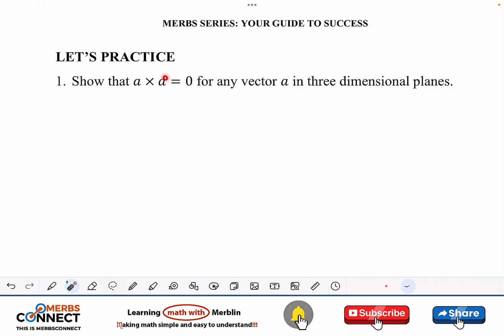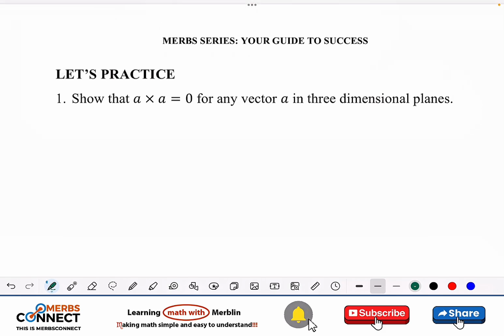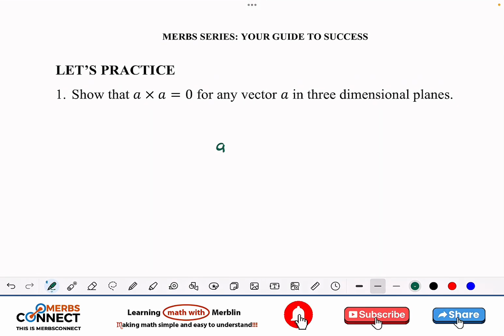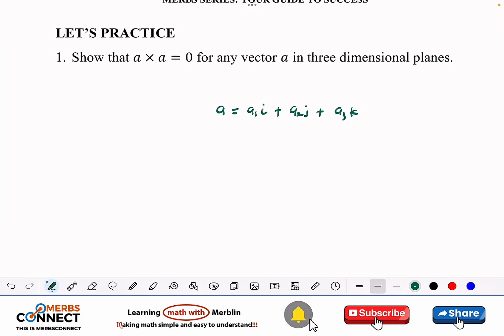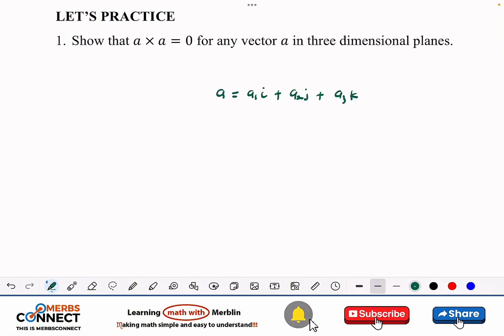So here we want to show that when I cross the same two vectors, I get 0. That's basically what we want to do. Since A is in 3D, I'm going to define A to be a1 i plus a2 j plus a3 k. Now I want to show that A cross A is equal to 0.